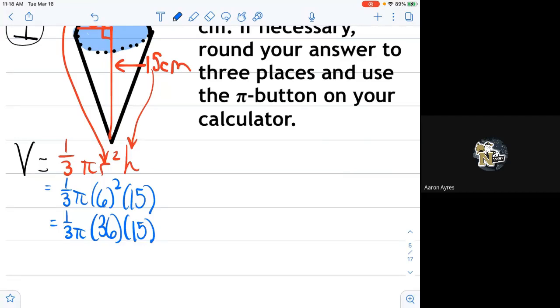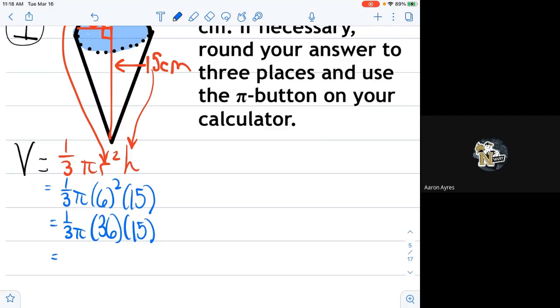Now, what would you do next? Charlie, what would you multiply together first? I know what I would do first, but I want to know what you guys would do first. The idea here is to leave pi for last, because you don't want a lot of decimal numbers to have to worry about. So try to get everything else simplified as much as possible first, and then worry about pi at the very end. So what is 36 times 15?